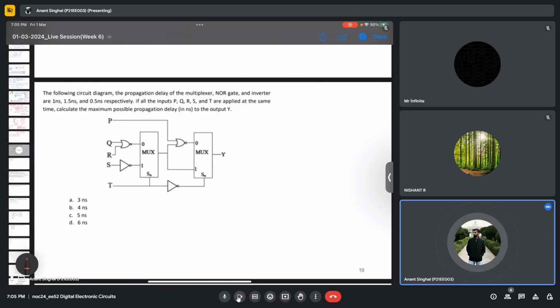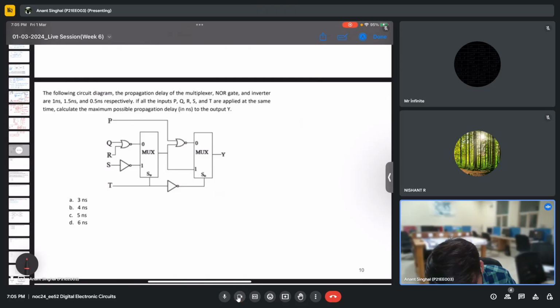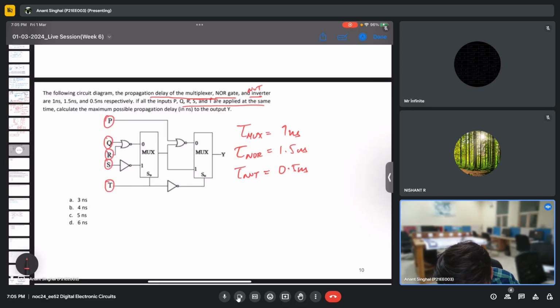Let me solve it by myself only because it might take some time. In the circuit given below, the propagation delay is given for each of the given components: multiplexer, NOR gate and inverter, which is a NOT gate. For the multiplexer, the delay is 1 nanosecond. For the NOR gate, it is 1.5 nanoseconds, and for the inverter, it is 0.5 nanoseconds. If all the inputs are applied at the same instant, we need to calculate the maximum possible delay.